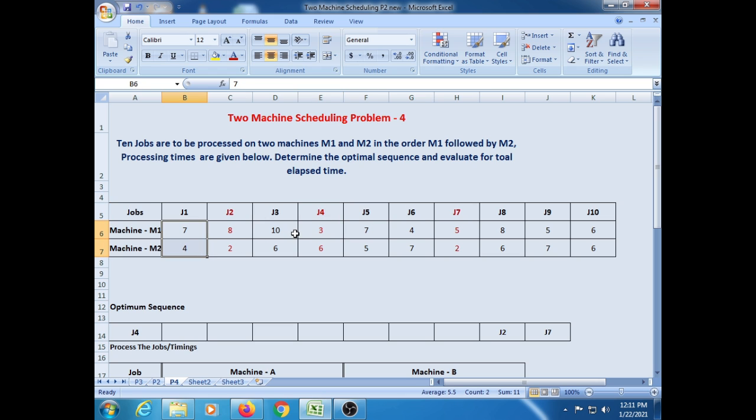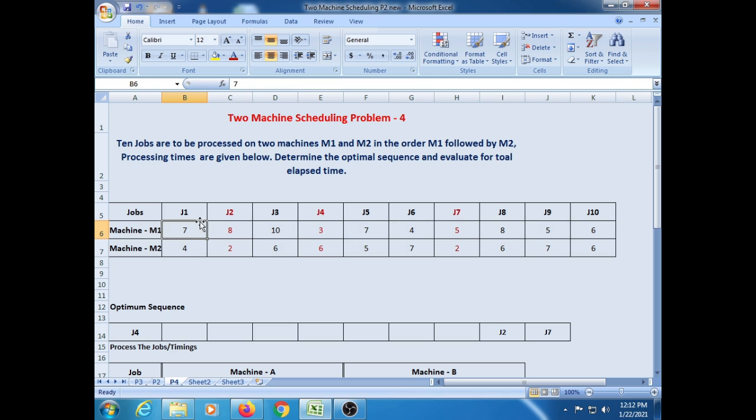Then we go for the remaining processing times what we have. Here we have 4, and here we have one more 4. So 4 is the shortest processing time, and we have two 4s here. When we have the same processing time more than once, then what we have to do? Very simple, we have to check the corresponding values.